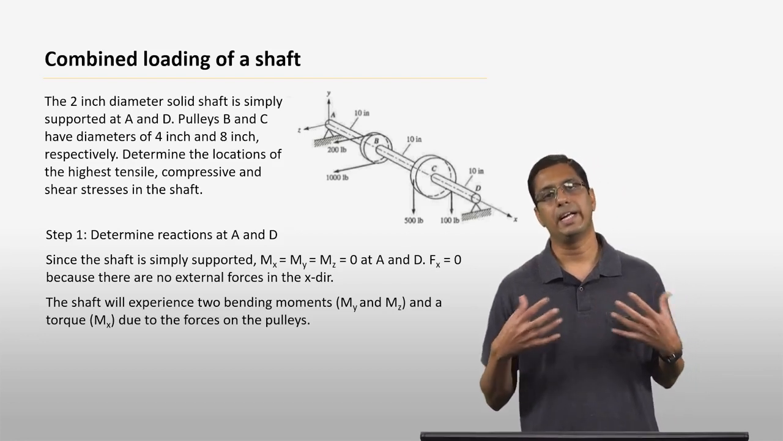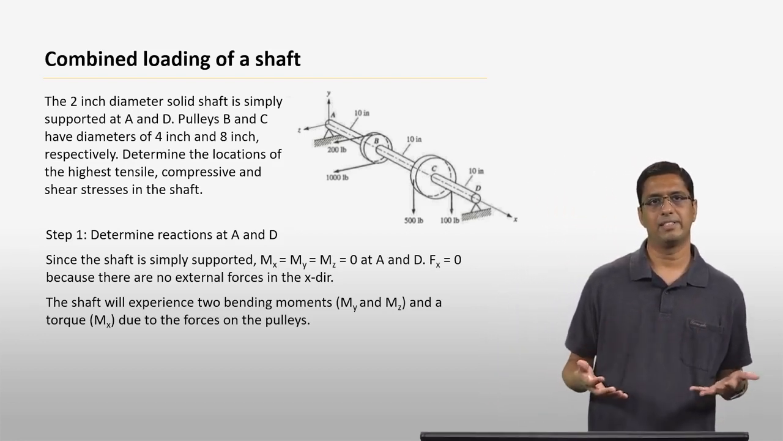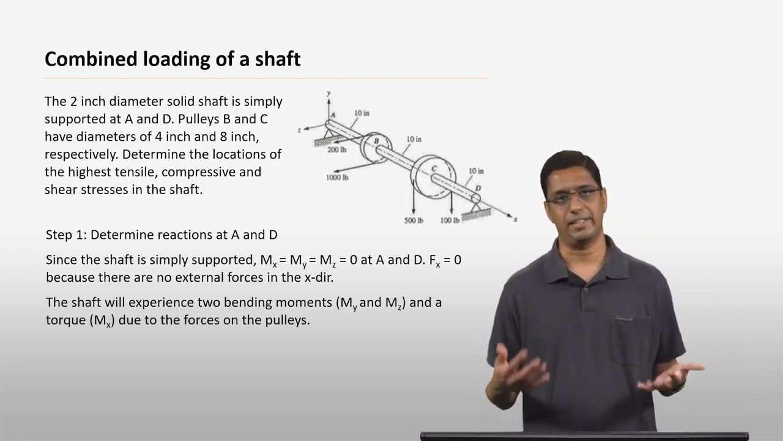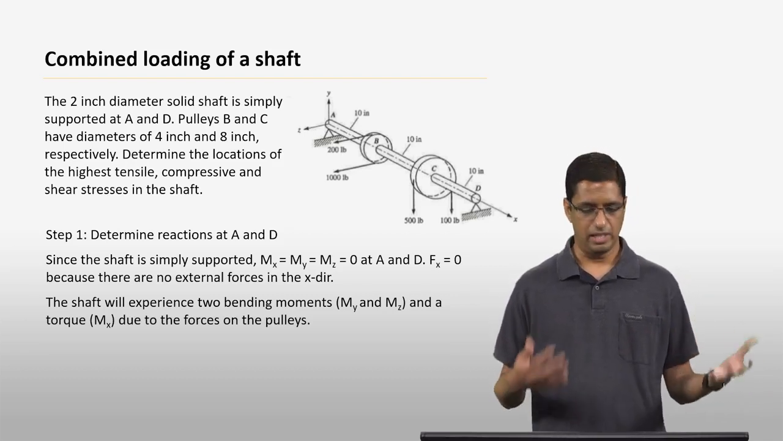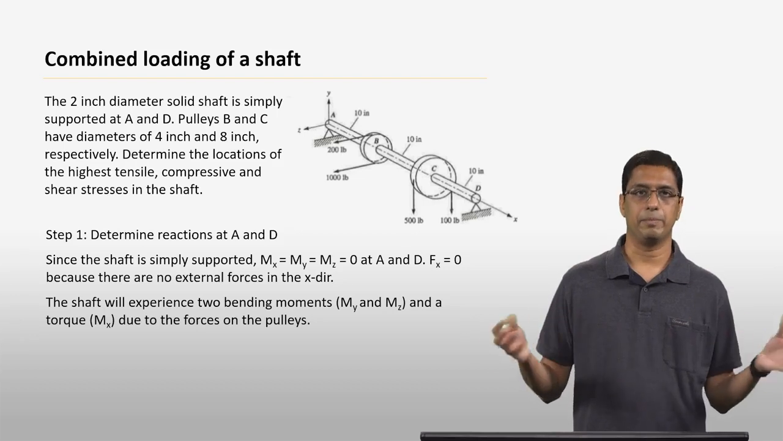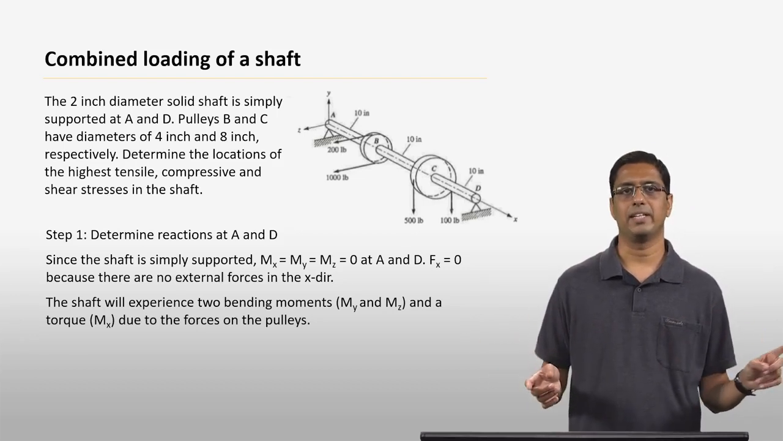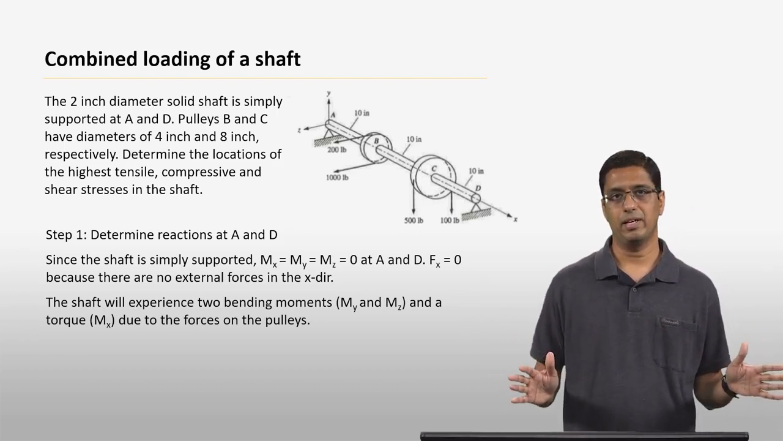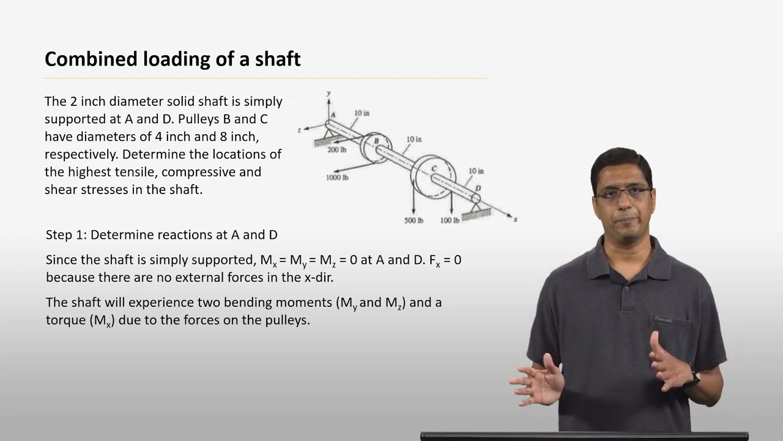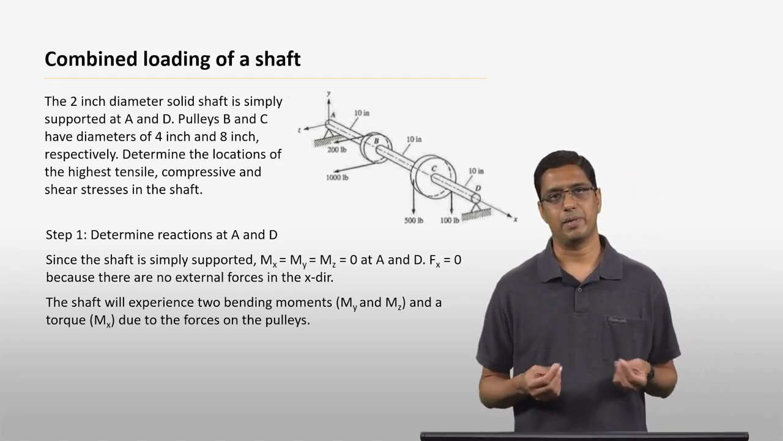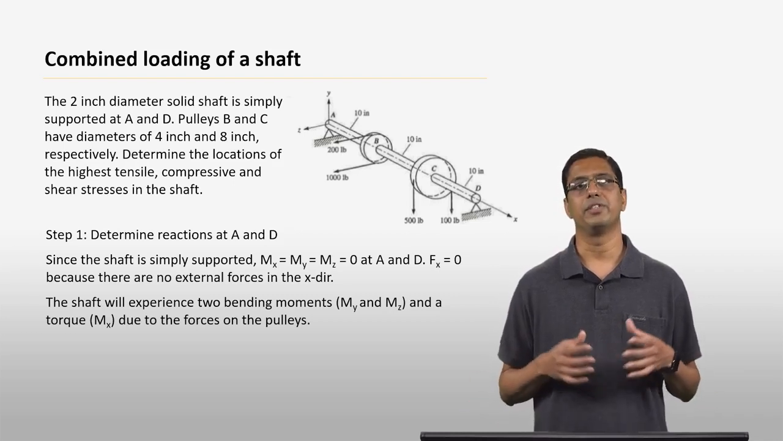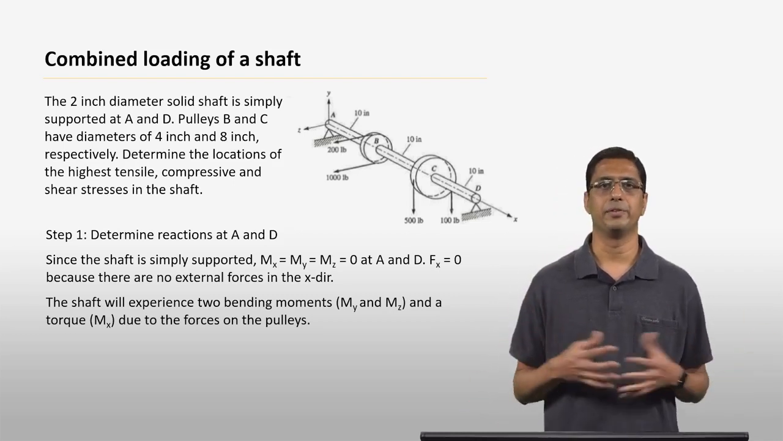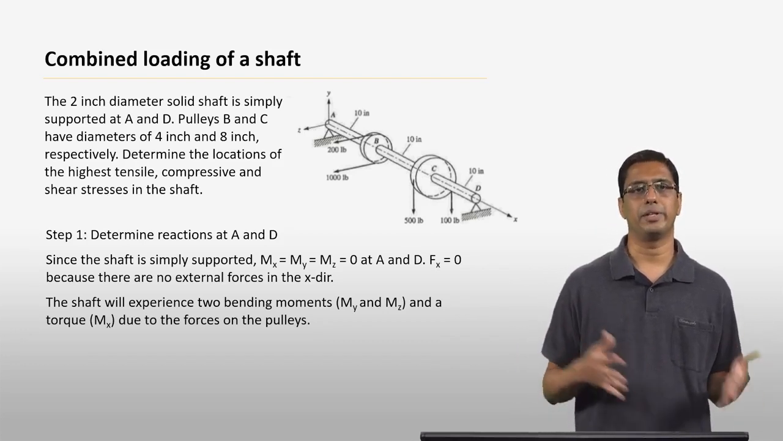In any problem like this, the first step is to determine the support reactions. In this case, you have a solid shaft which is simply supported at A and D, which means that there are going to be no moment reactions at A and D. And because in this problem you don't have any forces in the x direction, you also have zero reaction forces in the x direction at both A and D.